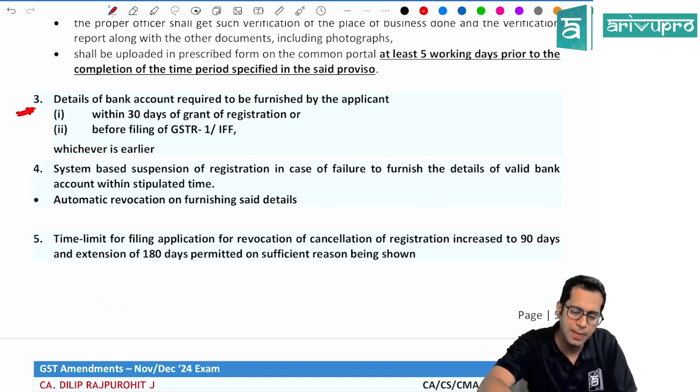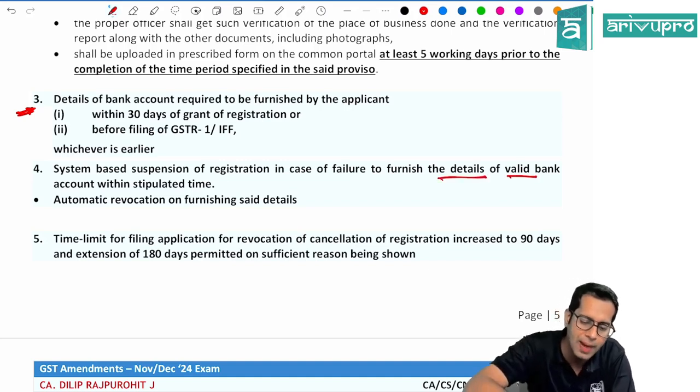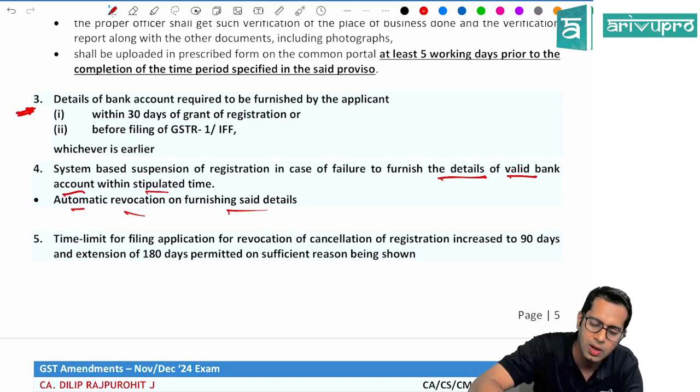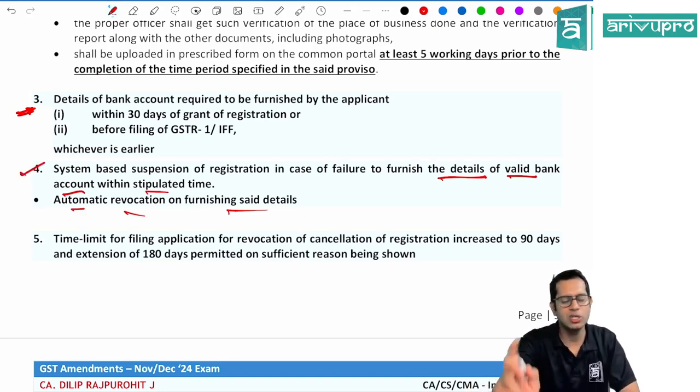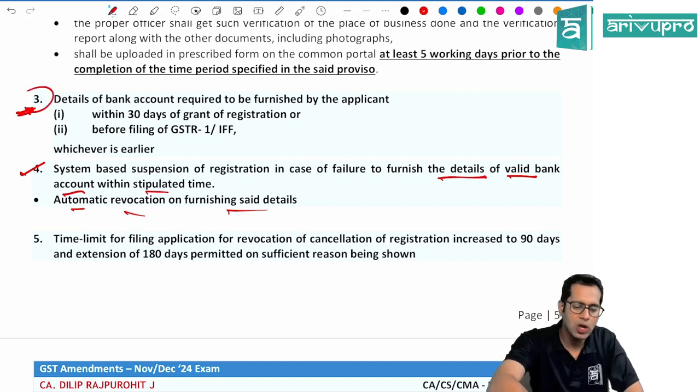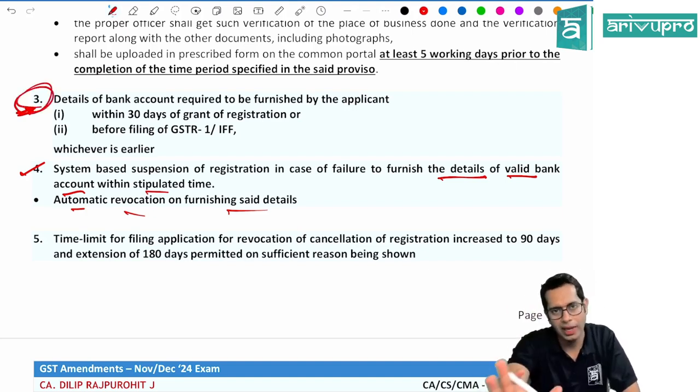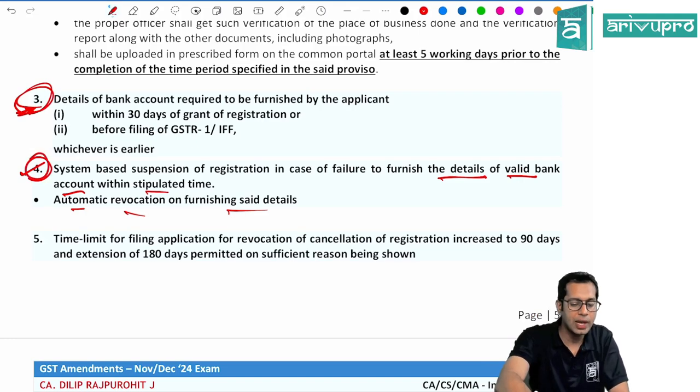Now, next, system-based suspension of registration in case of failure to furnish details of valid bank account. What is this point telling? Normally, point number 3 told us that I should give bank account details. Now, what if I don't give bank account details?